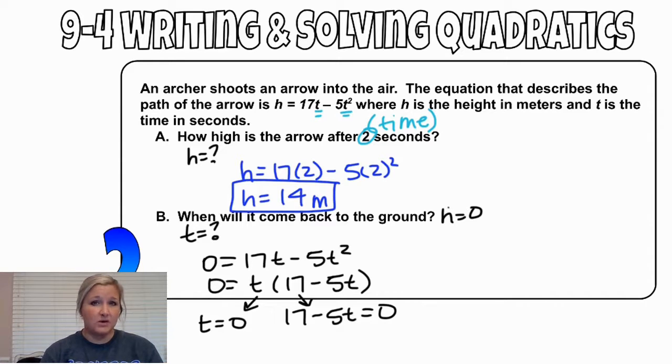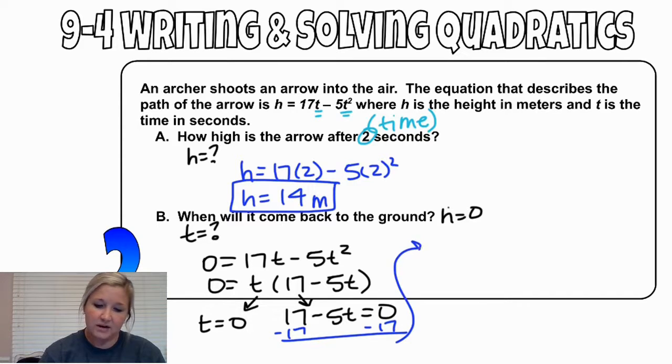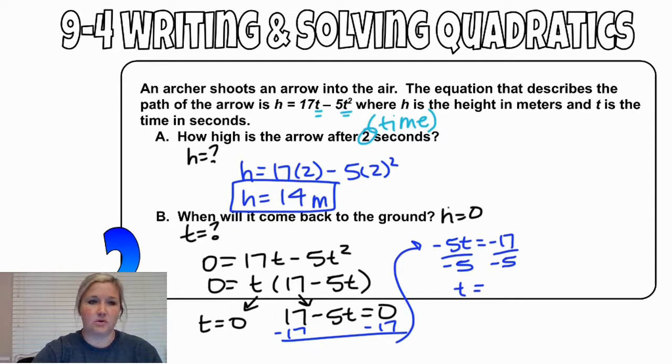So either t is equal to 0, so that means that it is on the ground when time is equal to 0, which means they shot it from the ground. Doesn't make much sense, but we're rolling with it. And then I'm going to solve for t here. So subtract 17 on each side. I have negative 5t is equal to negative 17. Divide by negative 5, and t is equal to 3.4. So at 3.4 seconds, it would come back and hit the ground.